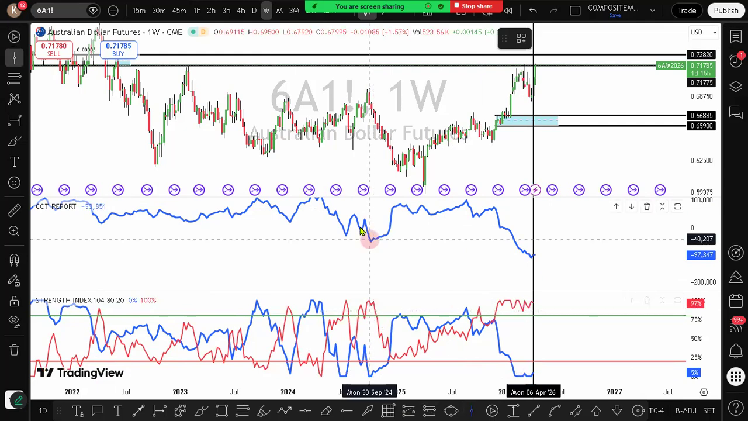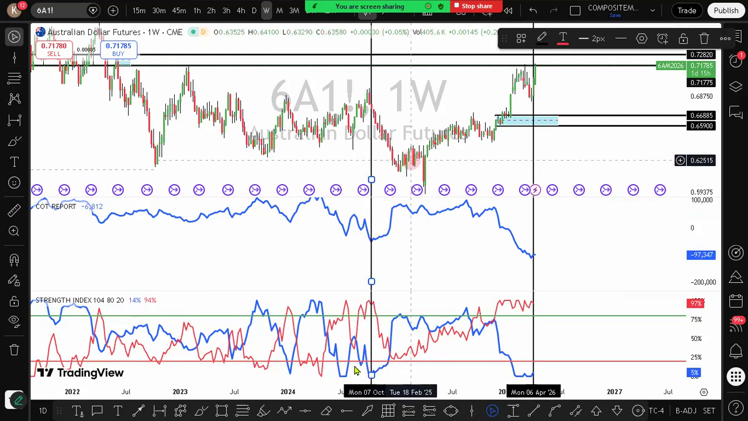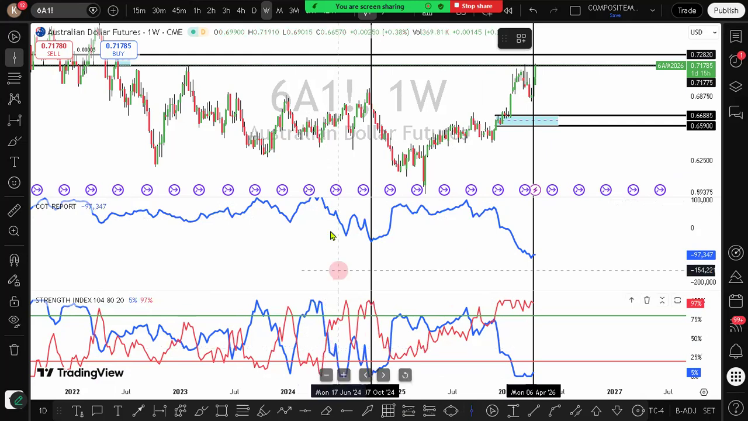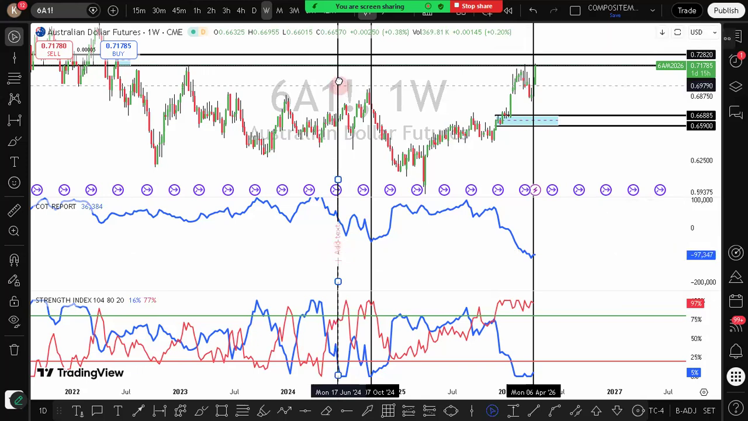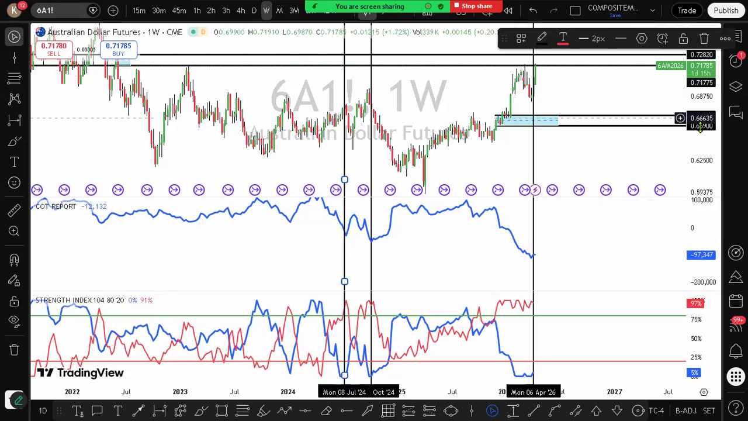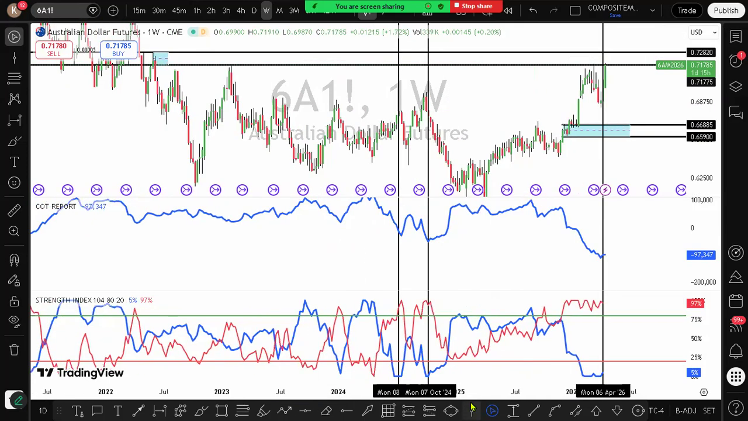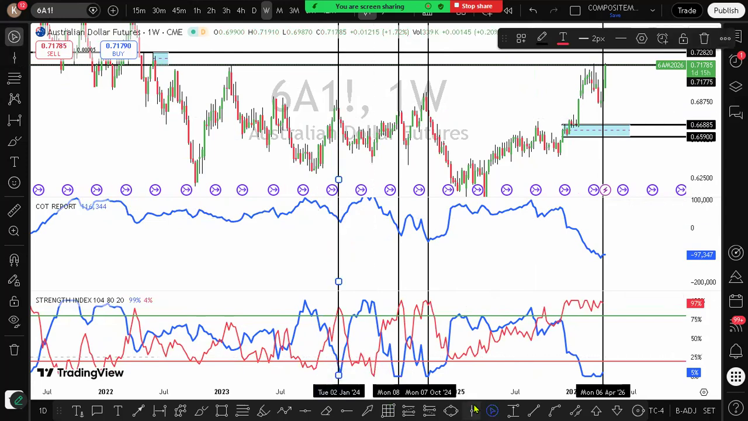Look at this. Commercials getting more bearish like this. On the index, they were bearish and price drops. Commercials here were bearish, as you can see, and here they were more bearish. So what does that mean? Price drops here again. Now commercials get more bearish here. Look at the index, they were bearish, and price drops.